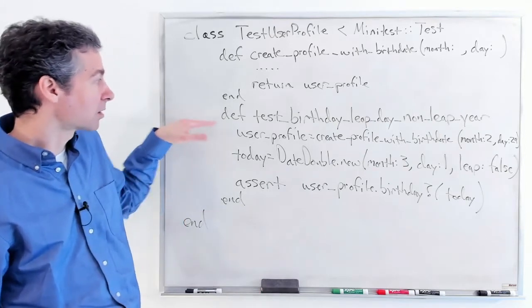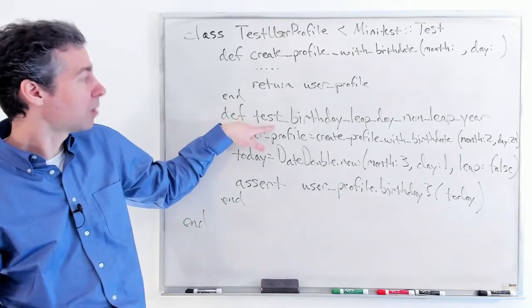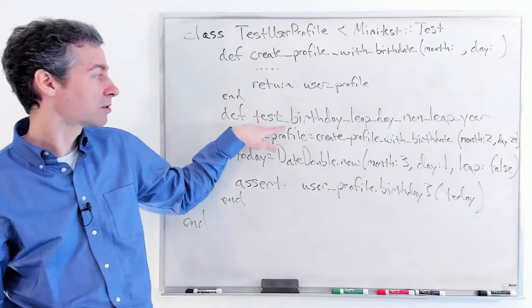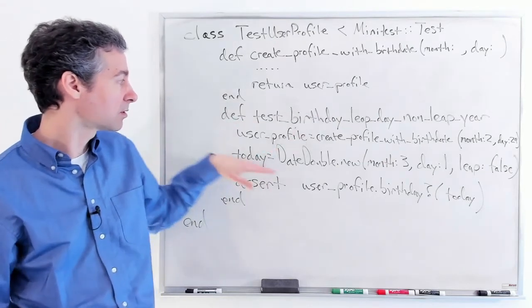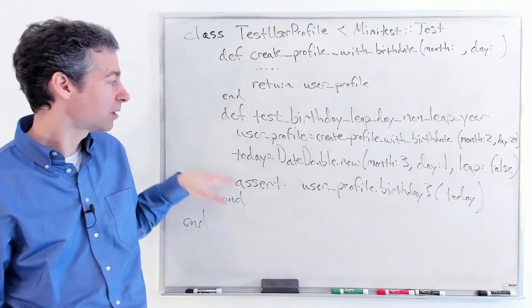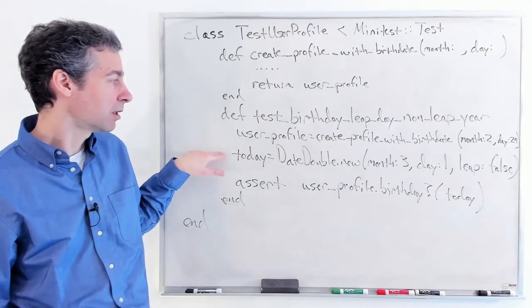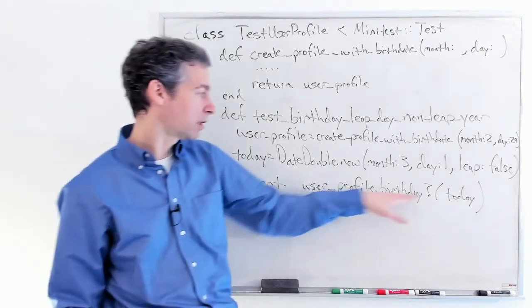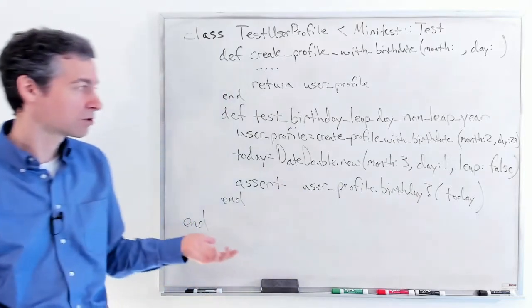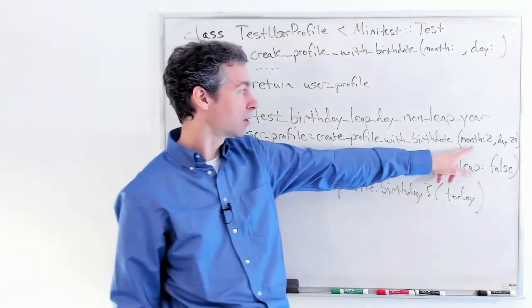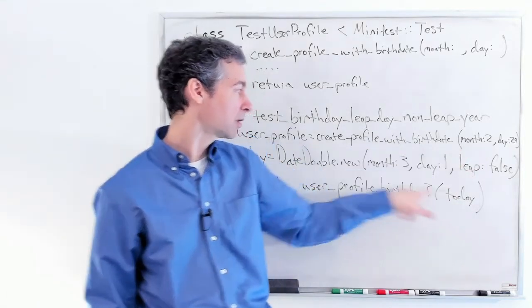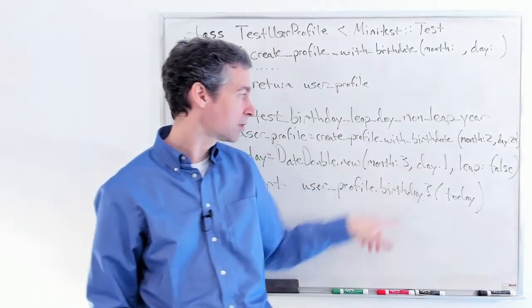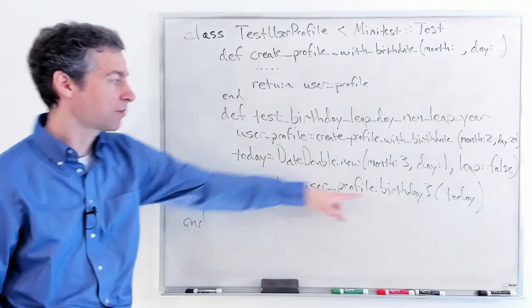And it's going to come into here and it's going to, oh, I found a method that starts with test underscore. It's going to run this. We're going to make the user profile. I'm going to make my date double object. And I'm going to go ahead and call this and assert that it actually is true that when you have a birthday on February 29th and it's a non-leap year and it's March 1st, that this method should be returning true.